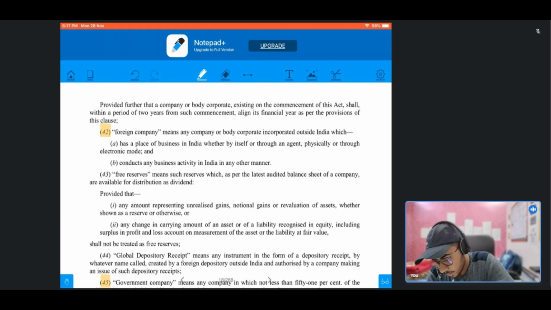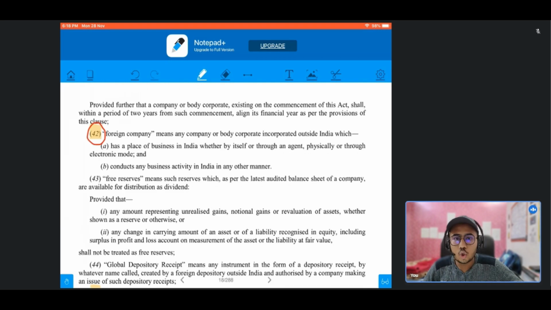So today our first subsection is subsection number 42, that is of foreign company. Foreign company means any company which is incorporated outside India, that is, the company which is not incorporated under the Companies Act 2013, and that such company conducts any sort of its business in India, whether with the help of its agent or the company may conduct its business by itself. Also, the business may be conducted either physically or through electronic mode. So let's read the definition.